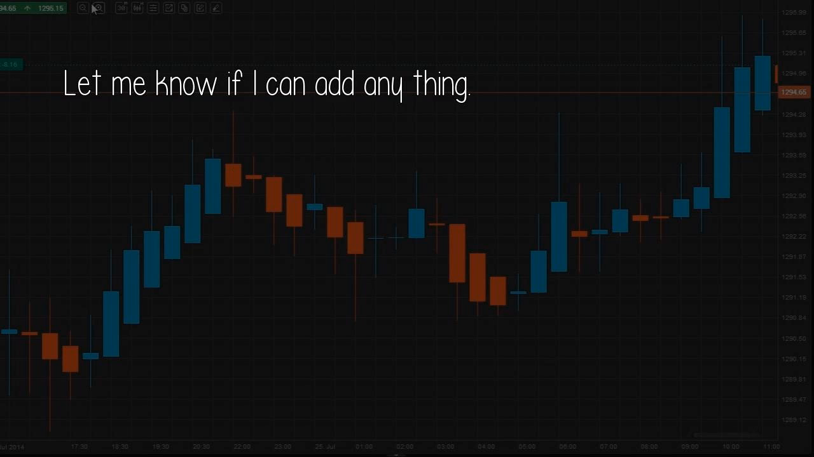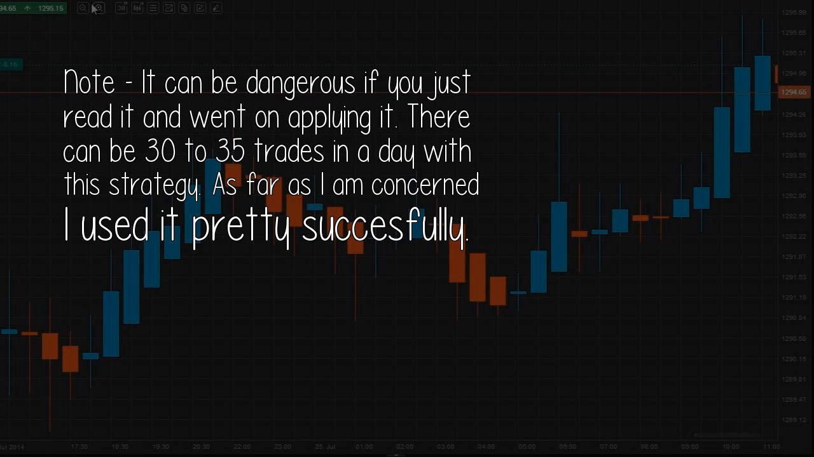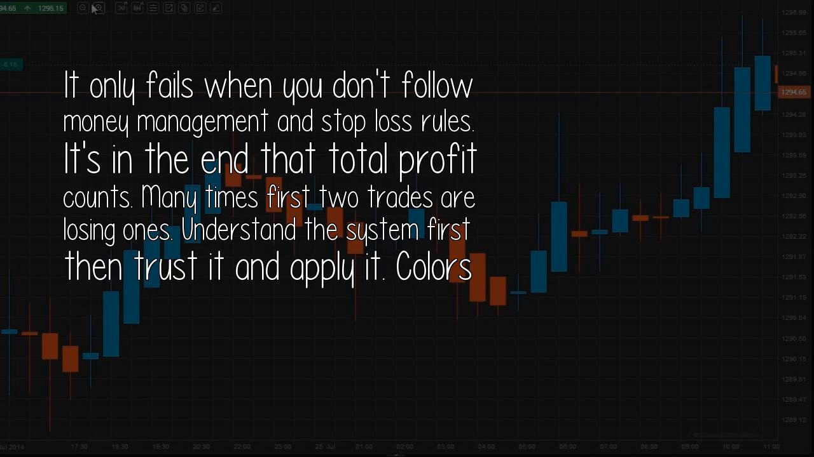Let me know if I can add anything. Note, it can be dangerous if you just read it and go on applying it. There can be 30 to 35 trades in a day with this strategy. As far as I am concerned, I used it pretty successfully. It only fails when you don't follow money management and stop loss rules. It's in the end that total profit counts.